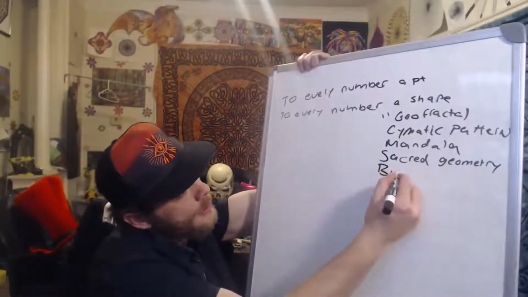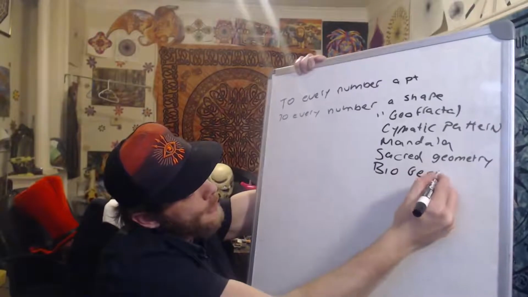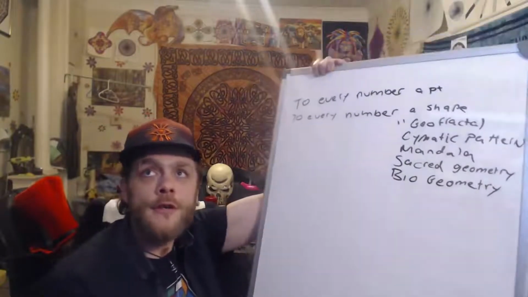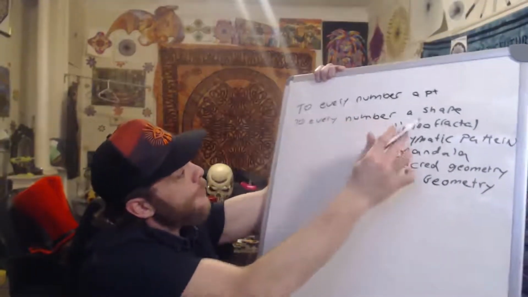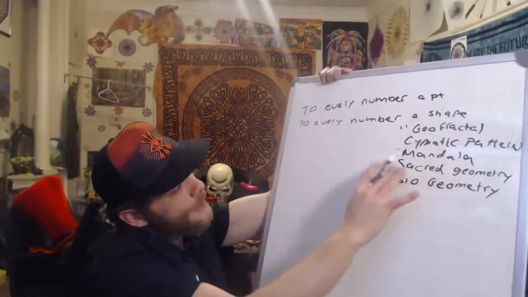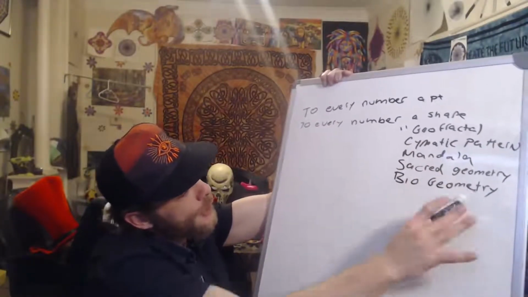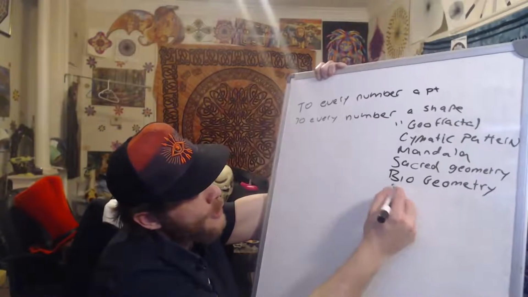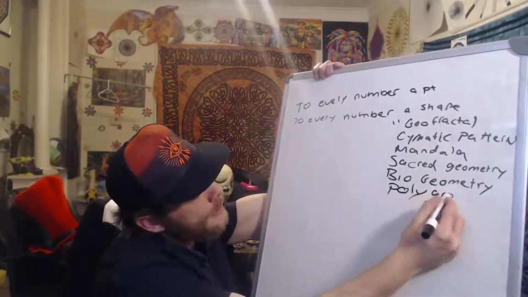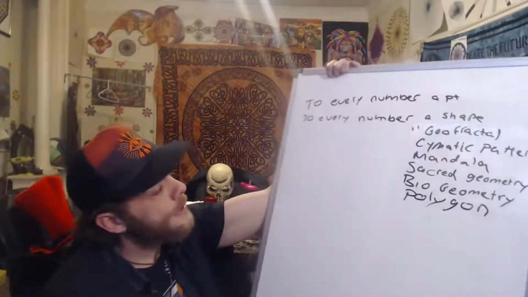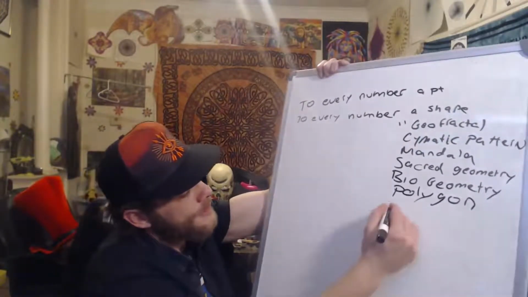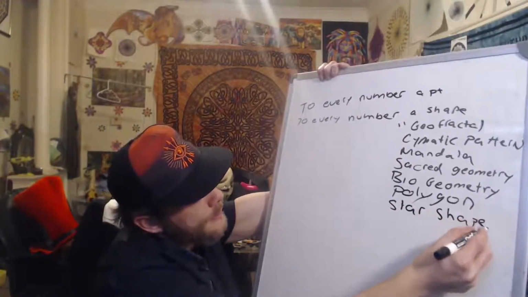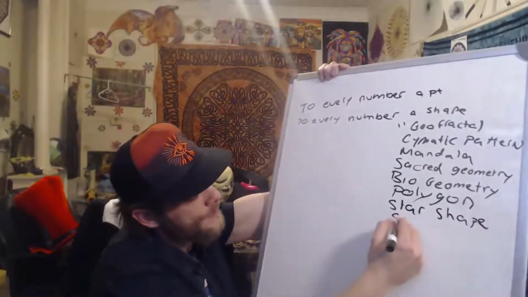Biogeometry. These are all different terminologies expressing to you to every number a point, and to every number a shape, a fractal, a cymatic pattern, a mandala, a sacred geometry, a biogeometry, a polygon, a star shape, or a sphere.